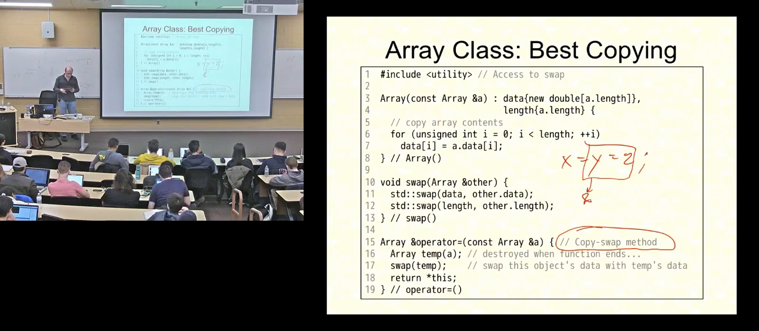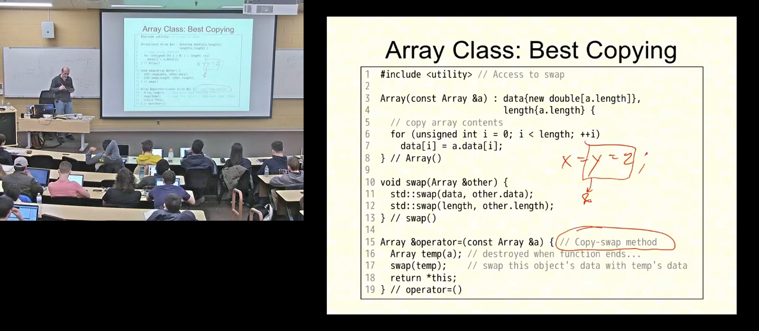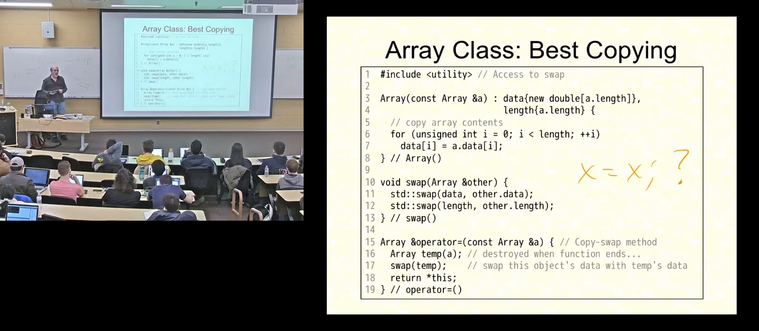But here's a question. In the old version, we had to have the idiot check. This version, operator equals, has no idiot check. So the question is now, what happens if someone happens to write code that says X equals X? What happens? We make a copy. We make a copy of X, we throw away the original and inherit the copy.